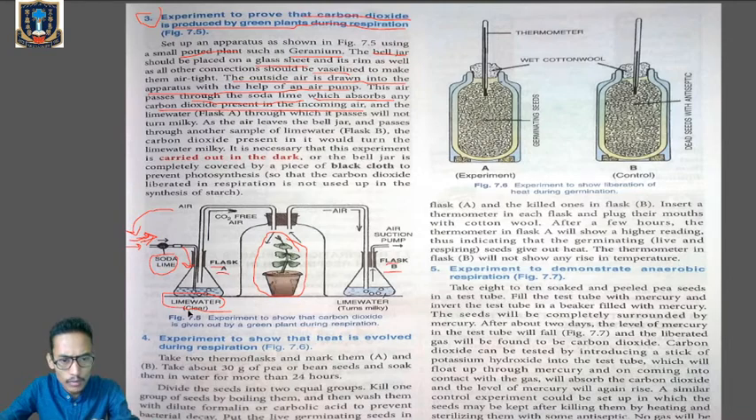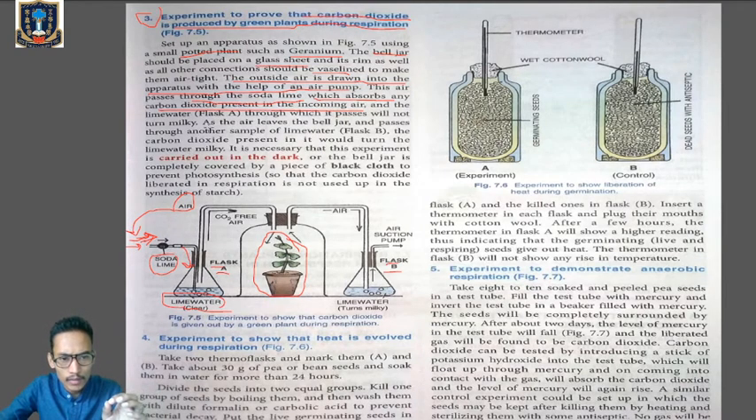So you can see the lime water is clear. Why? Because the incoming air, which contains carbon dioxide, needs to pass through soda lime. So soda lime will absorb all the carbon dioxide present in the incoming air. Clear? So in the absence of carbon dioxide in the incoming air, the lime water present in the flask A will not turn milky, it will be clear.